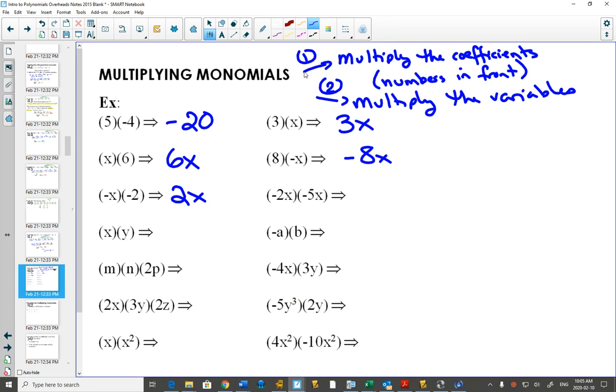First one with variables in each one. -2 times -5. So we multiply our numbers first. 2 times 5 is 10. Will this be positive or negative if you have a negative times a negative? Positive. So we got positive 10. And then we multiply our variables, and this is the first time we have a variable in each one. So if you have x times x, how do you write that?